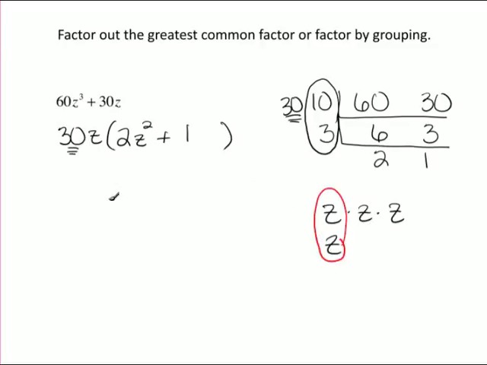You see that? So you can see where all the numbers are coming from. I pulled out the 30, that's where this is coming from. And then see this 2 here? That's where this is coming from. And then these z squared, that's where that's coming from. And then you have this 1 here. You can put it there. And we don't have any z's left over here, so that's why we don't include the z there. So factor out the greatest common factor of this, it would be 30z times 2z squared plus 1.